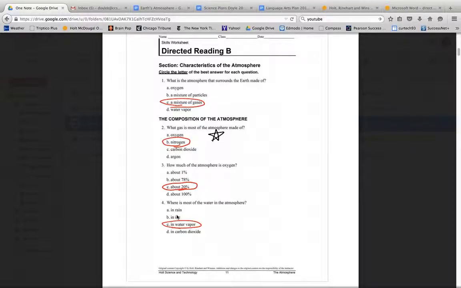Four, most of the water in the atmosphere is in the form of water vapor, which means that it's invisible little particle droplets of water that are floating around in the air that we can't see, but it's floating there. Or I guess sometimes we can see it, like clouds. Or if you ever feel a really humid day, that's water vapor in the air.